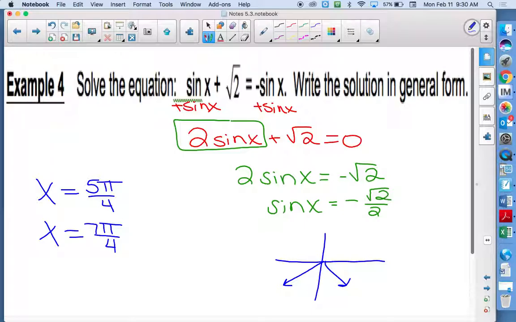To make it general, because it's sine, you add 2 pi times n. So if I continue to add 2 pi, I'd go back to this angle. That makes it coterminal, but that also uses the period of sine. And then we would add 2 pi times n to the 7 pi over 4 as well. So specific form would be 5 pi over 4, 7 pi over 4. General form is saying I can get that angle for an infinite number of values, as long as I just spin around the unit circle. Might get a little dizzy, but I can still hit that angle again and again. Questions?